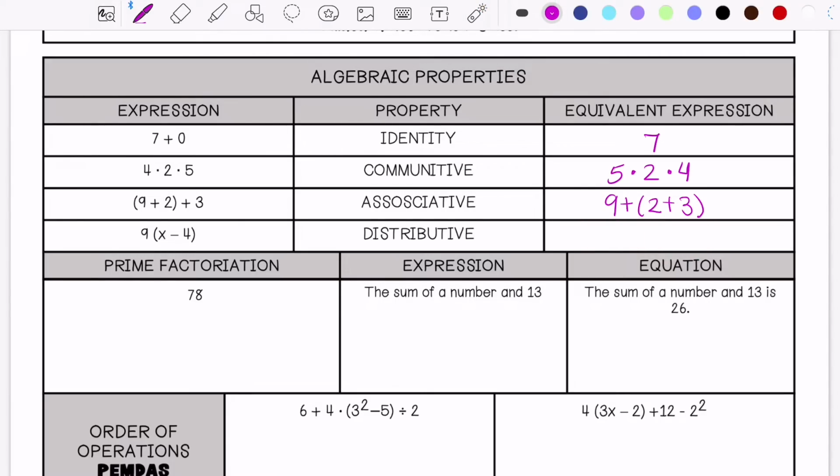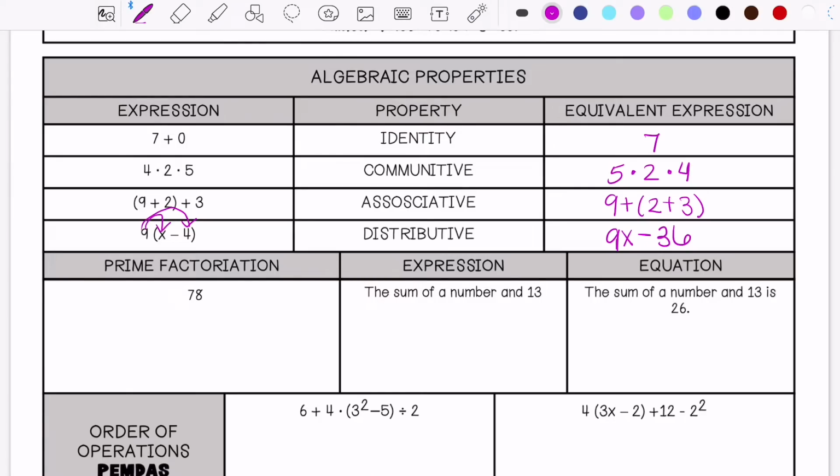Distributive property is where you have this number on the outside called a coefficient, and you multiply it by the numbers inside the parentheses. So 9 times x is 9x, and then 9 times -4 is -36. So that simplifies to 9x minus 36.